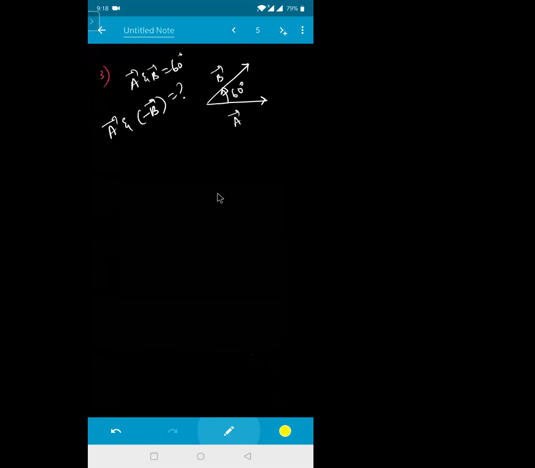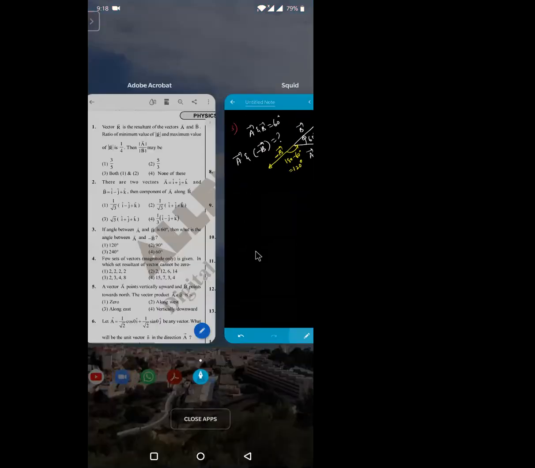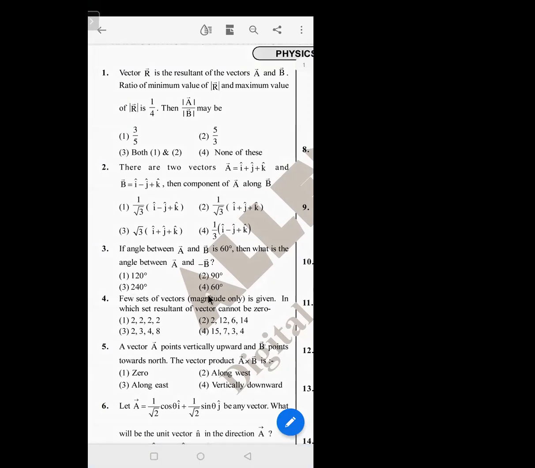Now, minus B bar means what do we do? You extend this one in the backward direction, so this will become minus B bar. So this angle is 180 minus 60, which becomes 120 degrees. So the answer is how much? 120 degrees. So for the third question, the answer is 120 degrees.